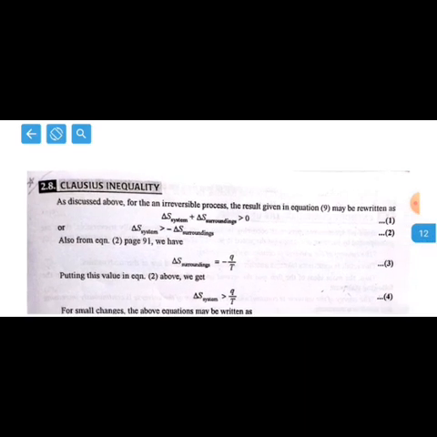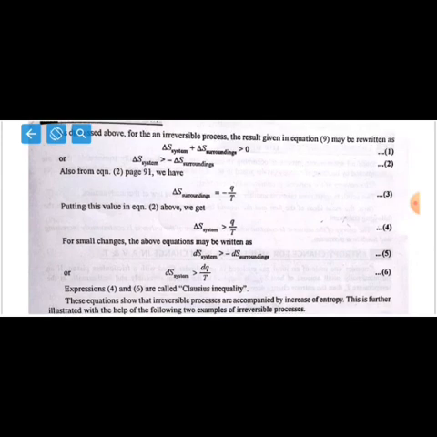Clausius inequality. As discussed above, for an isothermal process, the result given in equation 9 may be rewritten as delta S system plus delta S surrounding is greater than 0, that is equation 1, or delta S system is greater than minus delta S surrounding. Also for equation 2 we have delta S surrounding equal to minus Q by T, that is equation 3. Putting this value in equation 2 above, we get delta S system is greater than Q by T. For small changes, the above equation may be written as dS system is greater than minus dS surrounding, that is equation 5, or dS system is greater than dQ by T. Expressions 4 and 6 are called Clausius inequality.